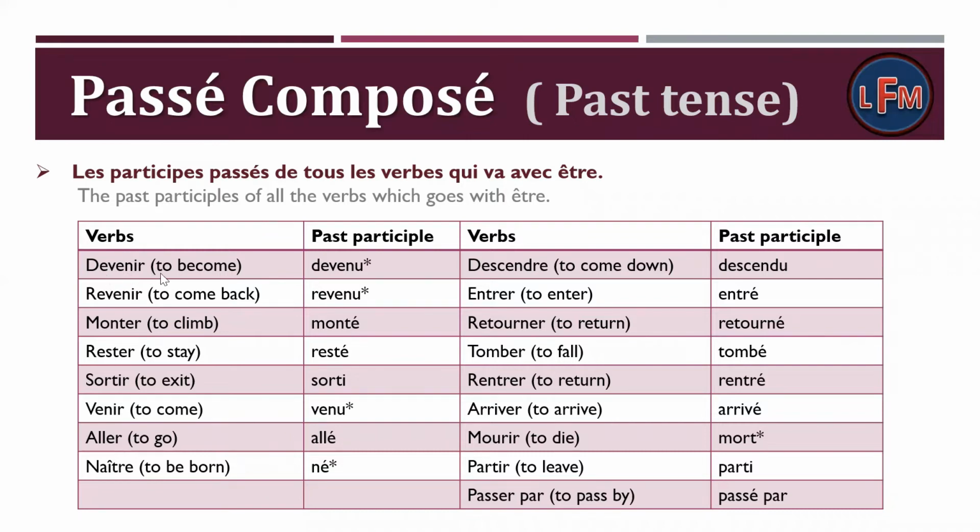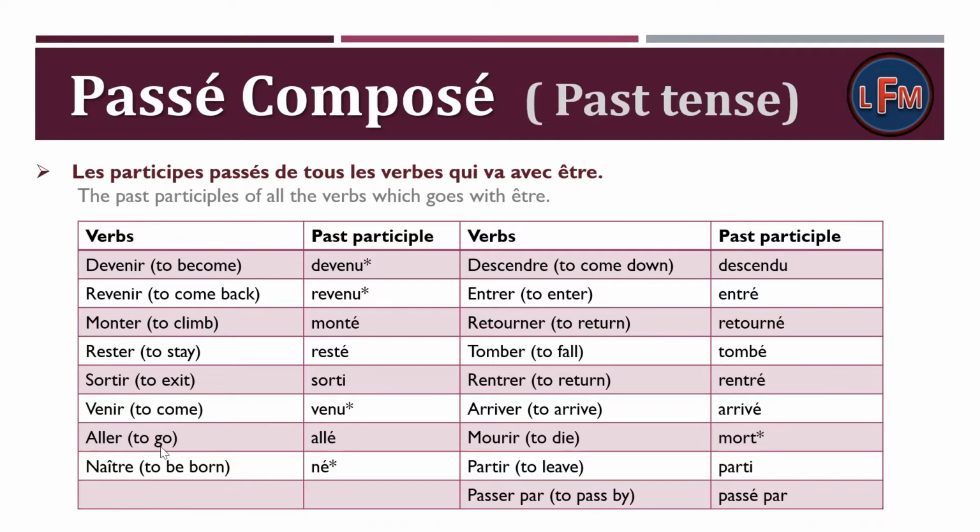Devenir, which means to become, is devenu. Revenir, which means to come back, is revenu. Monter, to climb, is monté. Rester, to stay, is resté. Sortir is to exit, and the past participle is sorti. Venir means to come, and the past participle is venu.